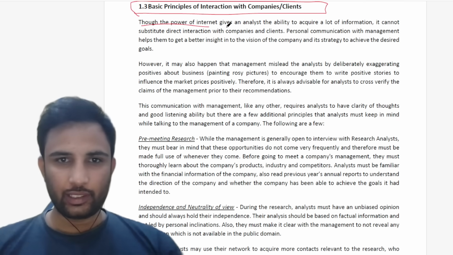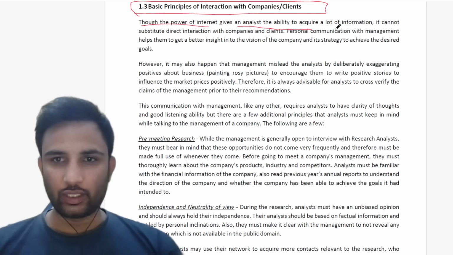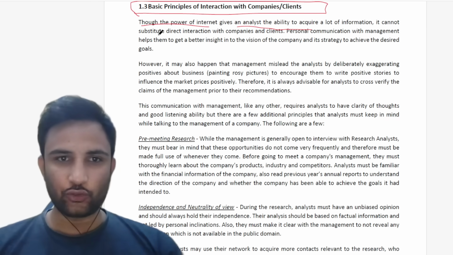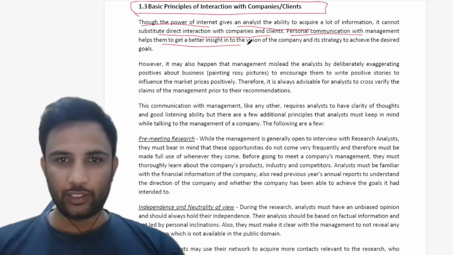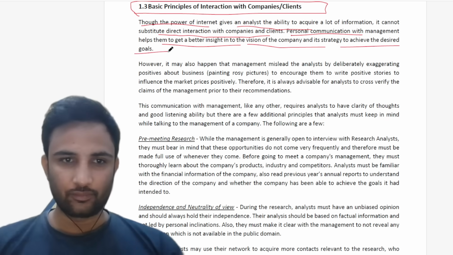Though the power of the internet gives an analyst the ability to acquire a lot of information, it cannot substitute direct interaction with companies and clients. Personal communication with management helps them get a better insight into the vision of the company and its strategy to achieve the desired goals.